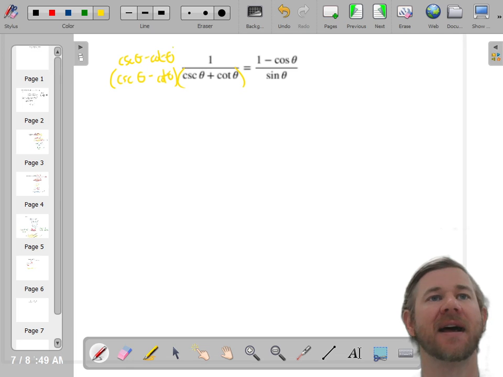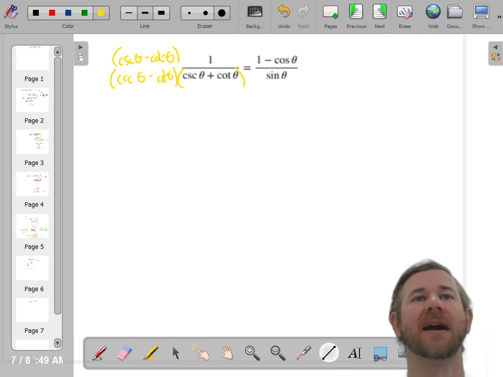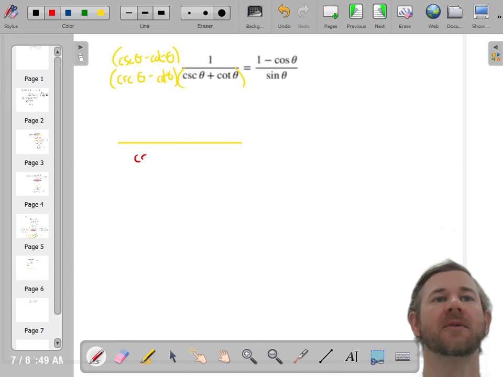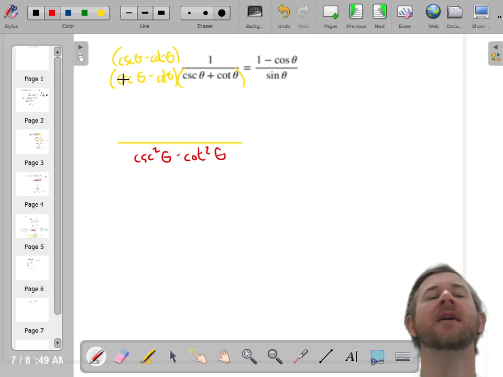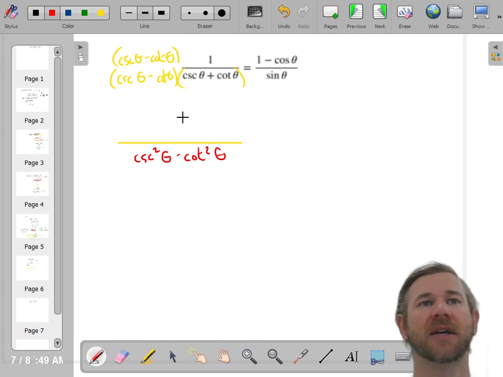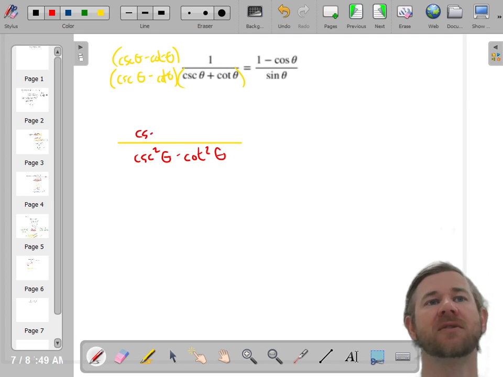It's going to make this a lot easier because in the denominator, I have a difference of squares. Cosecant squared theta minus cotangent squared theta. So you expand. Cosecant squared plus cotangent cosecant minus cotangent cosecant. Those cancel. Minus cotangent squared. And in the top, I have cosecant theta minus cotangent theta.